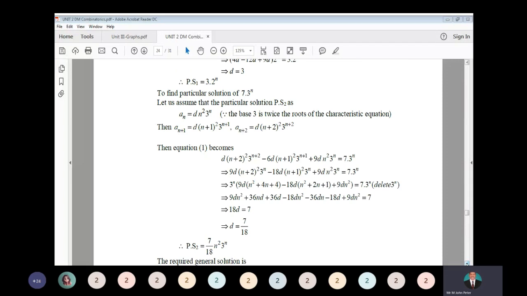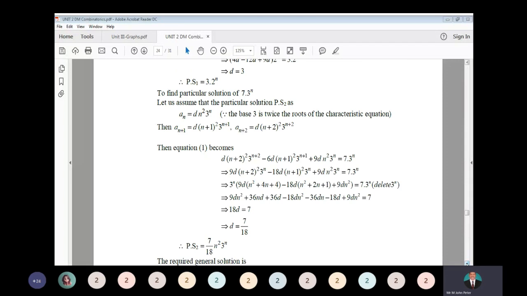That implies 9d into (n+2) square 3 power n minus 18d into (n+1) square into 3 power n, and 9d into n square 3 power n, that's equal to 7 into 3 power n. Okay, so here take 3 power n as common and expand the values inside. That is 9d into (n square plus 4n plus 4) minus 18d into (n square plus 2n plus 1), then 9d n square, that's equal to 7 into 3 power n. So both sides eliminate 3 power n. So you will get 9d n square plus 36nd plus 36d minus 18d n square minus 36dn minus 18d plus 9dn square, that's equal to 7.